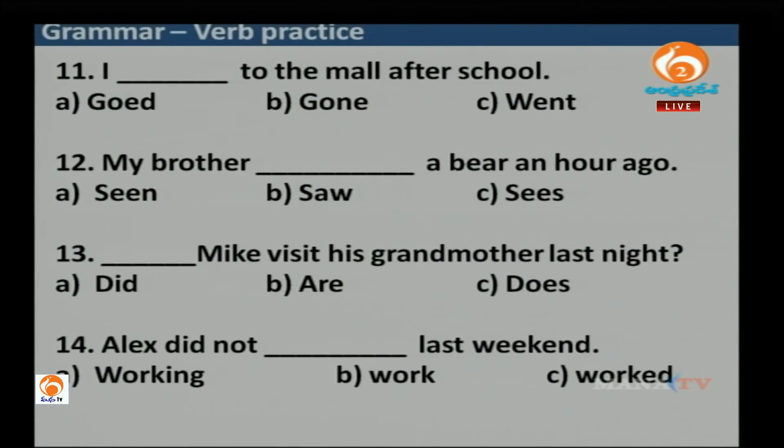Number 12. My brother dash a bear an hour ago. My brother seen a bear, saw a bear, sees a bear an hour ago. When I say an hour ago, that means it's a past tense, so option B is the correct answer. My brother saw a bear an hour ago.